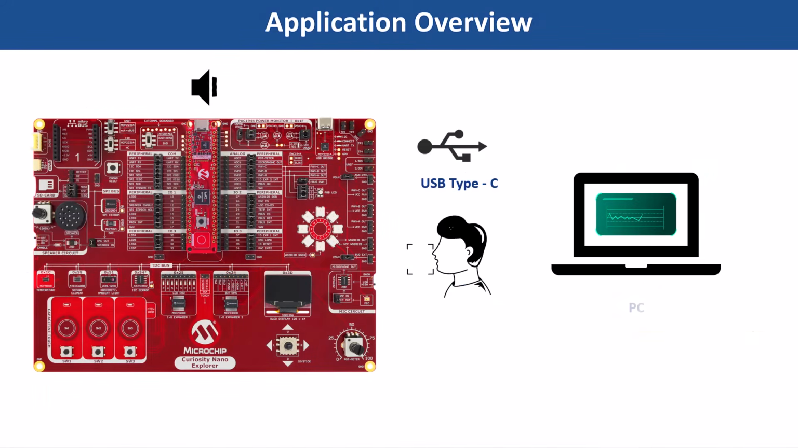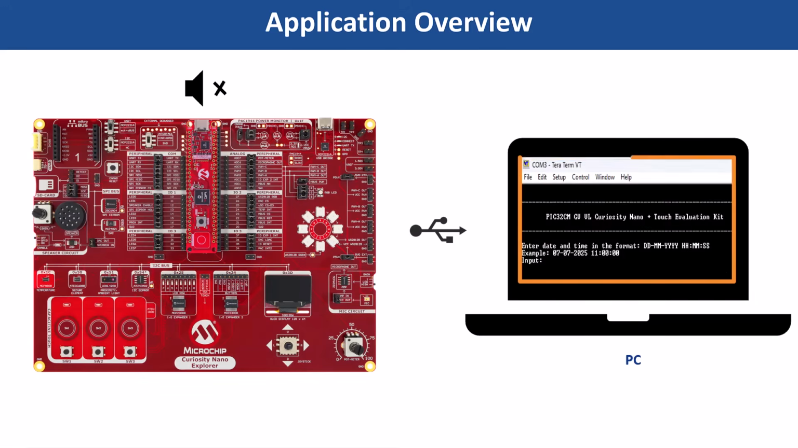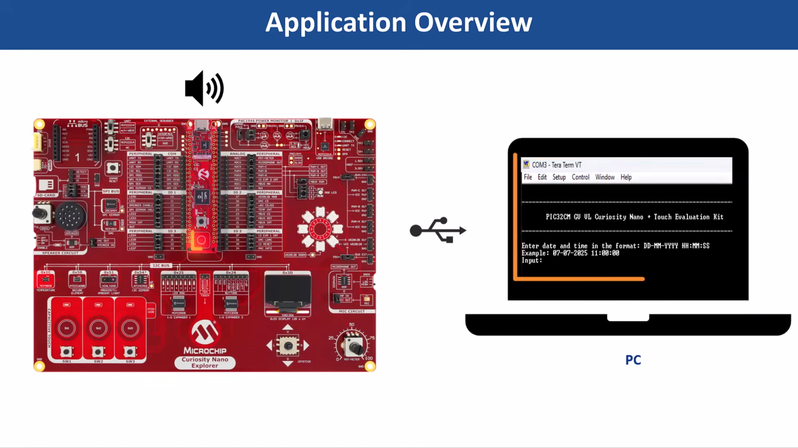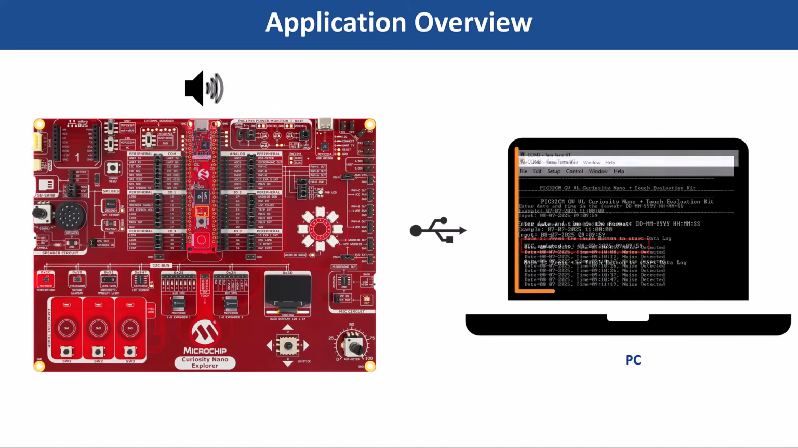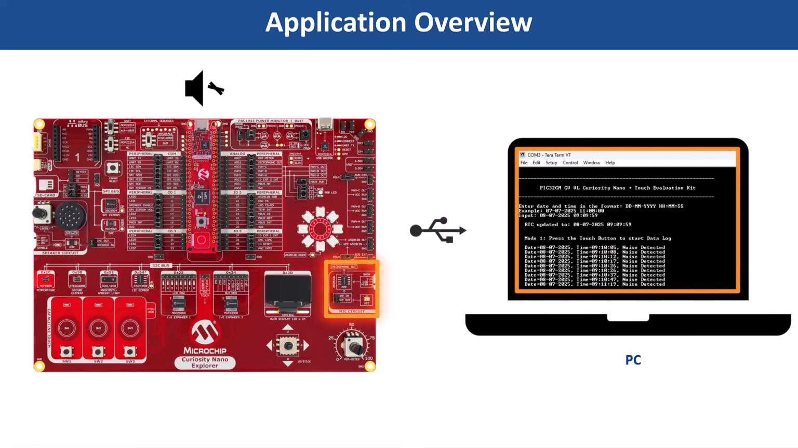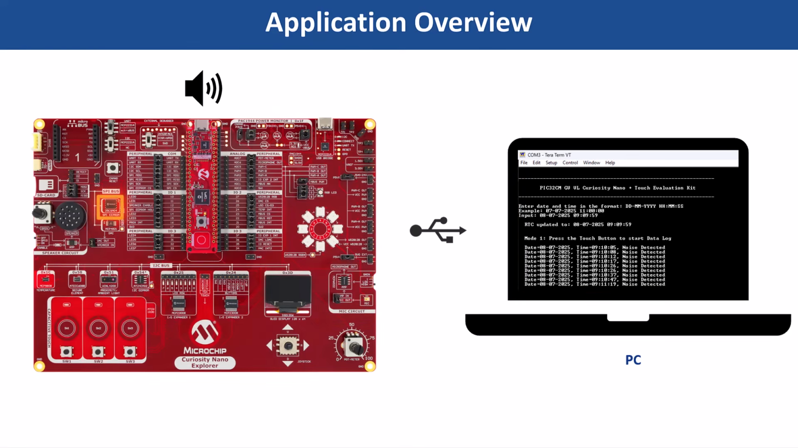This application is designed to operate in two functional modes: acoustic detection with data logging and low power monitoring. Upon reset, the system awaits the user to manually set the RTC time and date over a serial terminal. Once that is done, pressing the onboard touch button transitions the system into data log mode. In this mode, the LED is turned on and the microphone connected via the Curiosity Nano Explorer board continuously listens for acoustic events. When a sound is detected, the system records the timestamp using the RTC and logs it into the SPI EEPROM. The data is then read back and printed on the serial terminal via UART for user inspection.